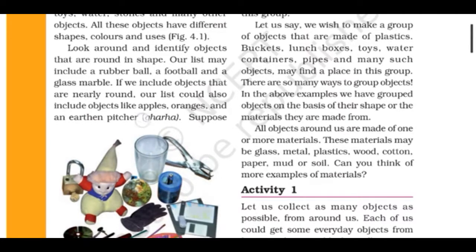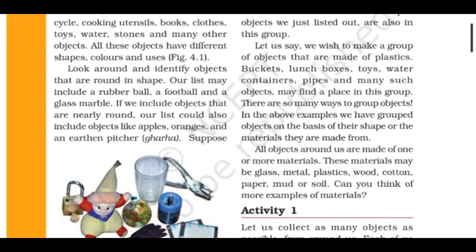size, and color. For example, what they explained here, our list may include a rubber ball, football, and a glass marble. If you include objects that are nearly round, you take shape as one of the categories. So what things come under the category of shape? They explain the ball, football, glass marble. A glass marble is what we call goligunde. And if you want to take nearly round objects under that category, you take apple, orange, and earthen pitchers.